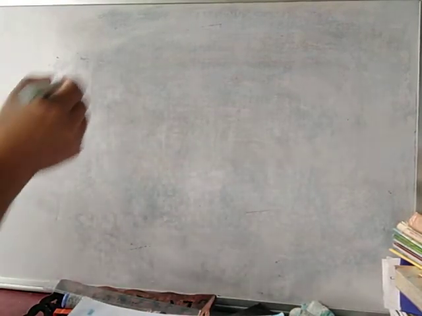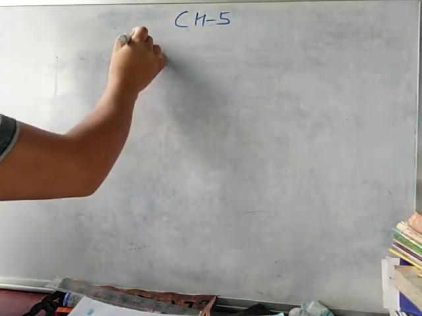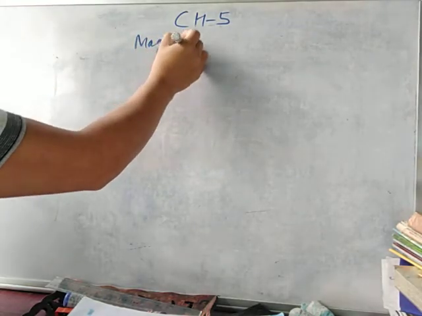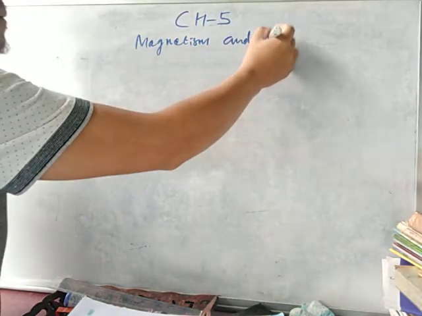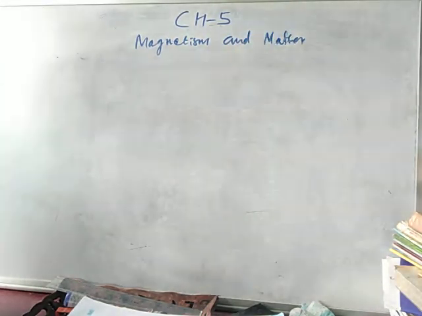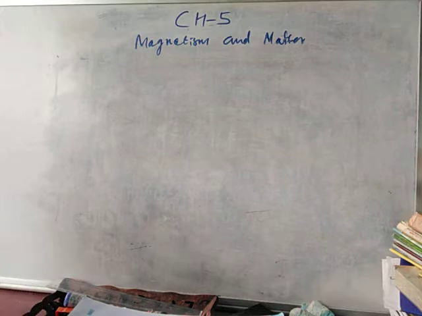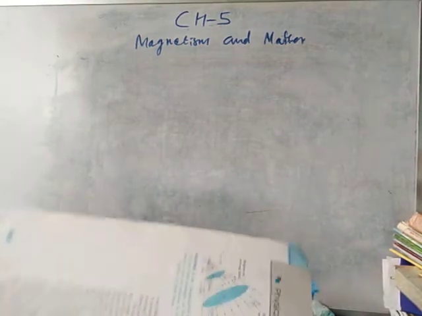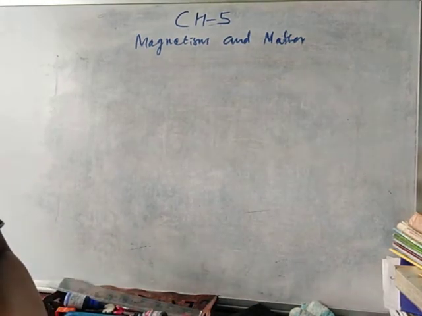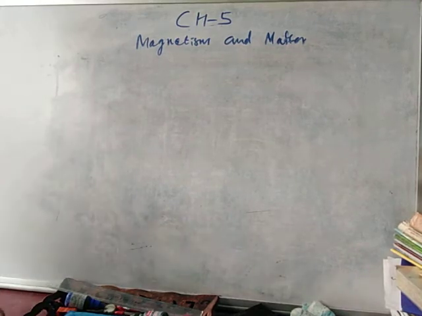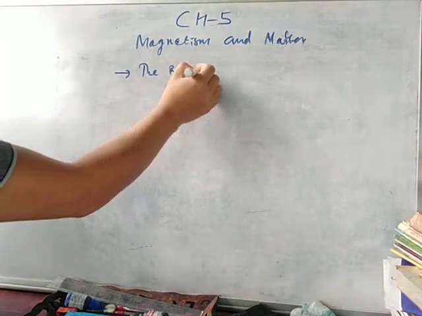So let's start chapter number 5, that is magnetism and matter. In this chapter we basically study what a magnet does and what its physical properties are. We have to study the bar magnet, Gauss law, and earth magnetism. So what we have to study? The bar magnet.